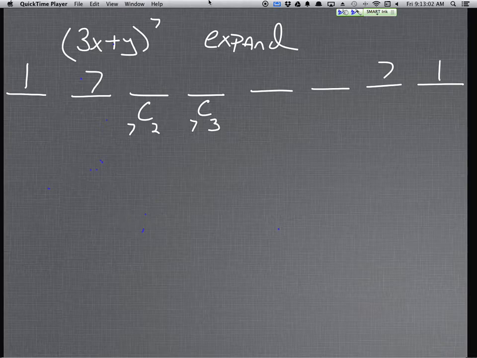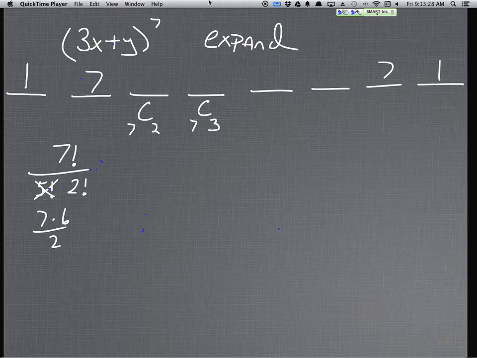Now we're going to use the formula we just got to figure out these 2 numbers. So I'm going to do the first one first. I know a 7 needs to be on the top. I know a 2 needs to be on the bottom. And what's the other number that needs to be on the bottom? 5. Because you did 7 minus 2. Correct. Okay, what's going to cancel? The 5, and what does that leave me with on the top? 7 times 6 over 2. And then the 2 and the 6 cancel, gives me a 3, so that means my number is 21.